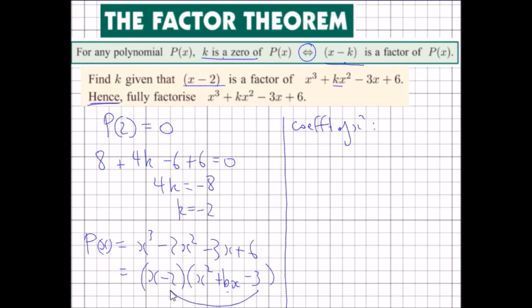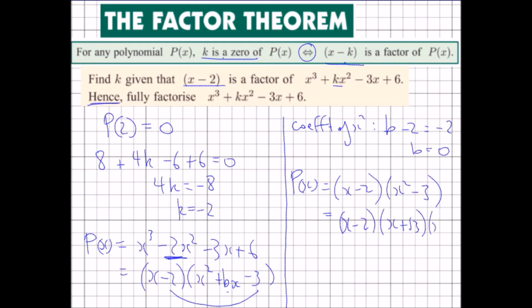So to get an x squared, I could do my x times by x, or x squared times by constant. So there's my x times x term, and x squared times constant, and that must equal the minus 2 in my polynomial. Solve that, I get b equals 0. So now I can rewrite p of x as two factors, x take 2 and x squared take 3, and this will factorize further. That quadratic is the difference of two squares. So the x take 2, and then x plus root 3, and x take root 3. So now we've factorized our polynomial.